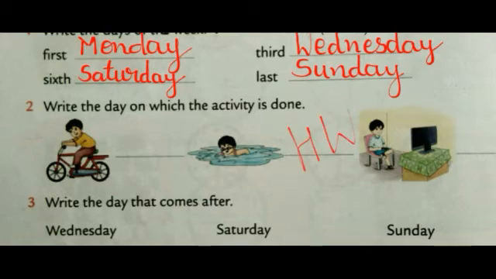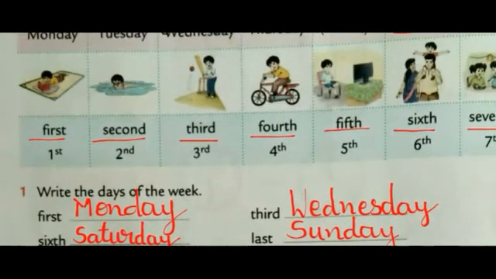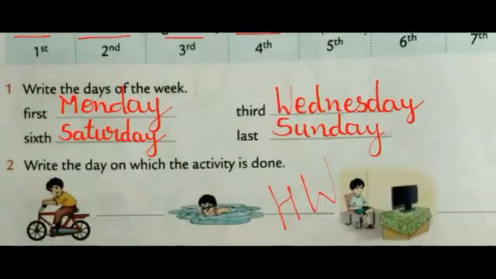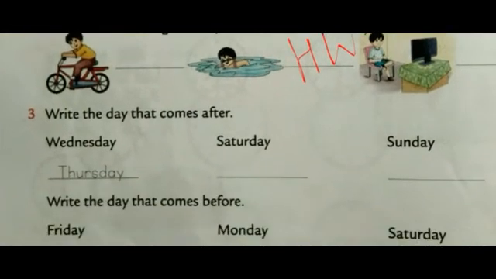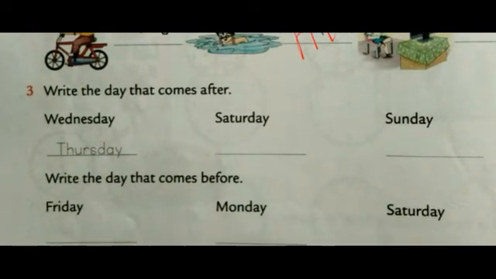What you have to do here is, you have to just see this table carefully and write the day on which the activity is done. Okay. Now we'll move on to the third question. Write the day that comes after. Okay. So after Wednesday comes Thursday.